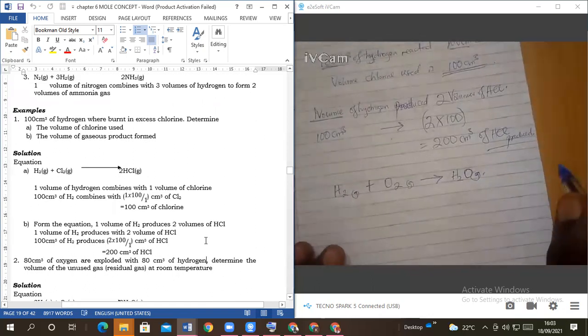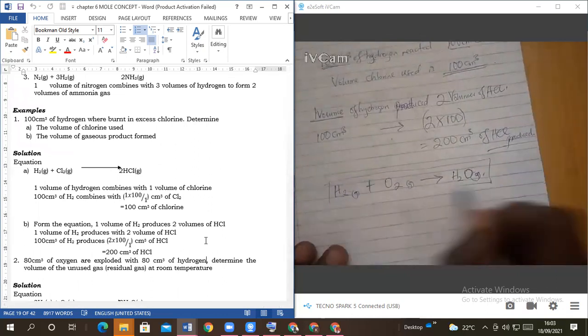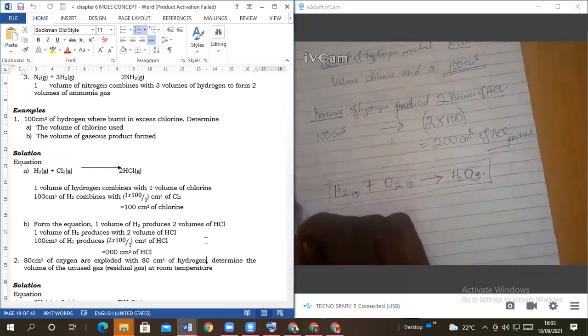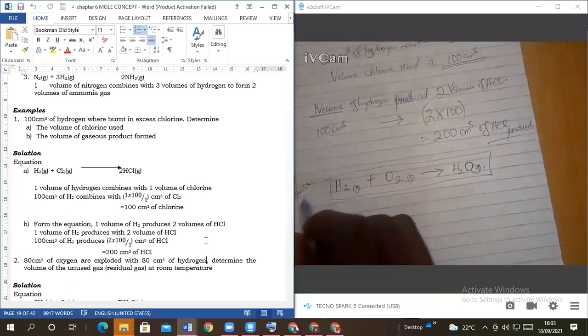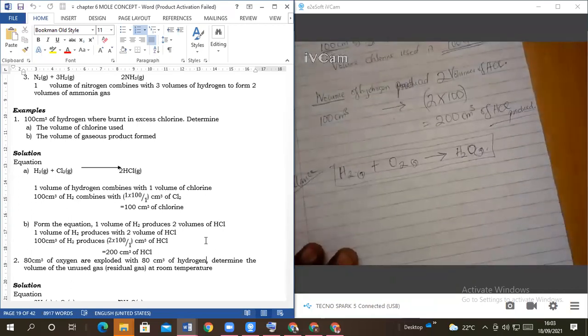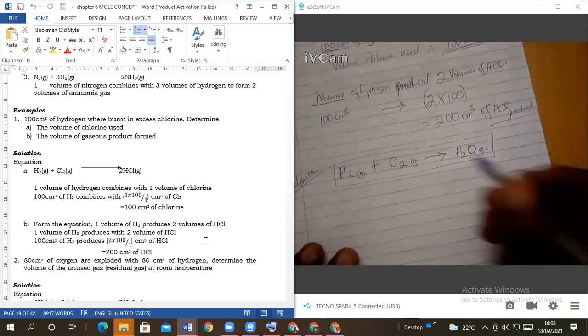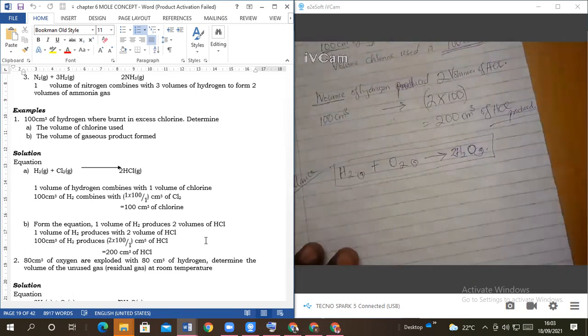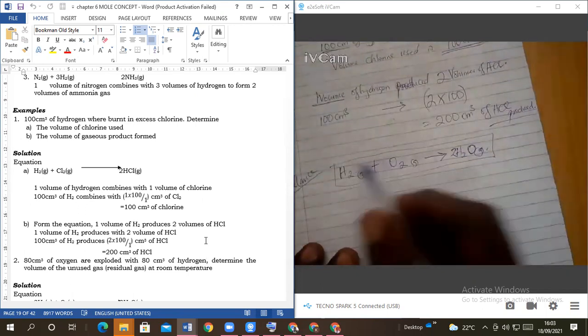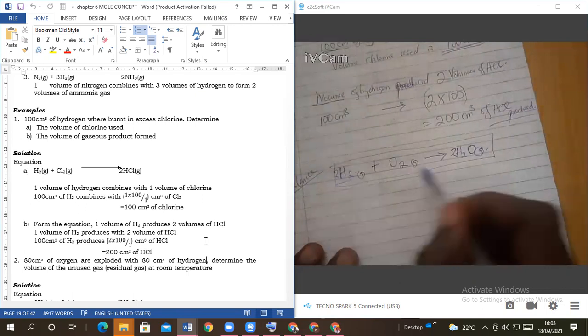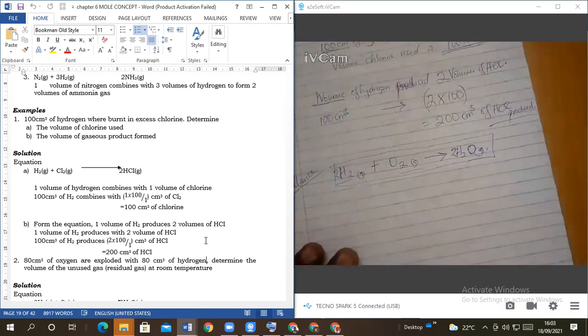Okay? Now, is this equation balanced? No. So what is missing? Oxygen. What should you do? Add 2 on the water. In the water, you put 2. Then on the hydrogen, you also put 2.